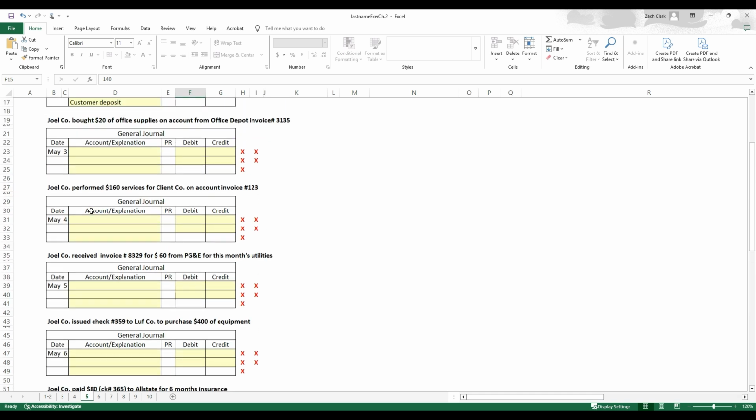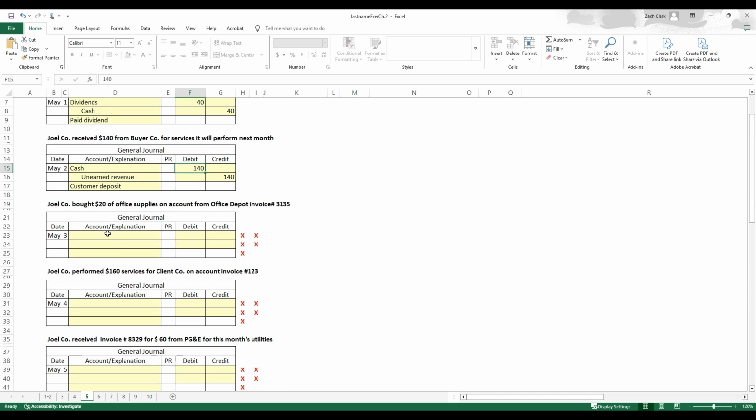Let's see. On down here, we bought $20 of office supplies on account. So we're going to debit our office supplies to increase the asset account of office supplies. And we're going to credit. The key terminology here is on account.